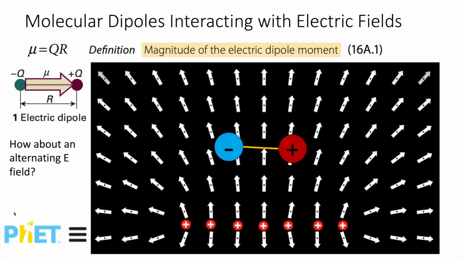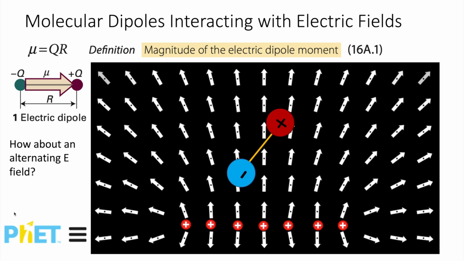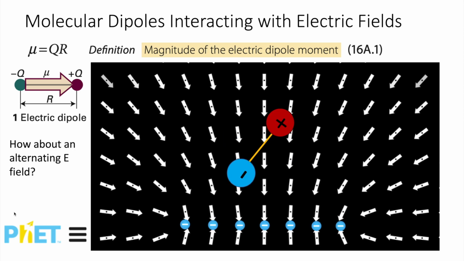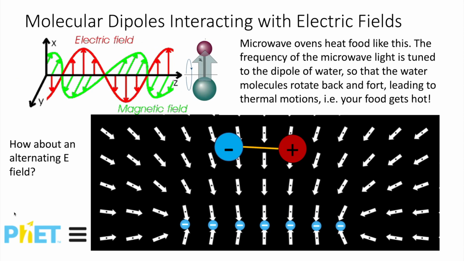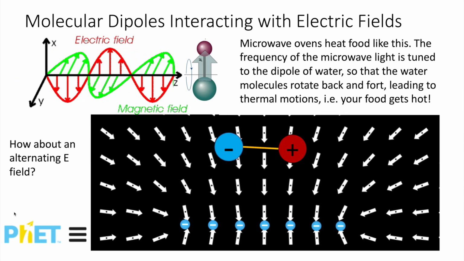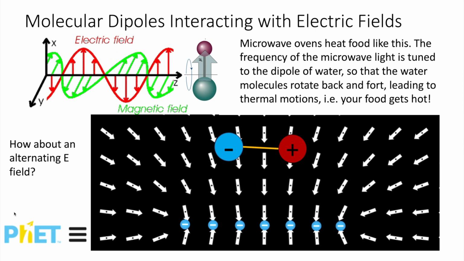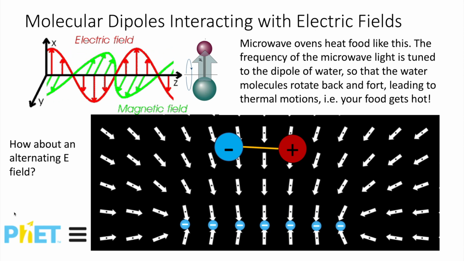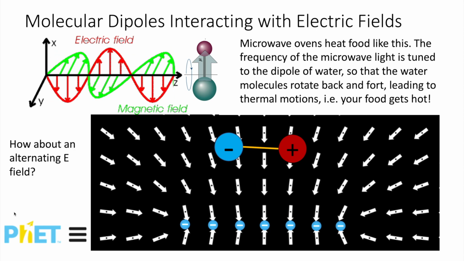Okay, well now the negative side is going to be attracted, and the positive side is going to get repelled, like that. Then it switches, and then again, it gets repelled from the negative side, and the positive side gets attracted, right? So that twisting force is going back and forth. That's alternating. And essentially, this is how microwave ovens work, right?